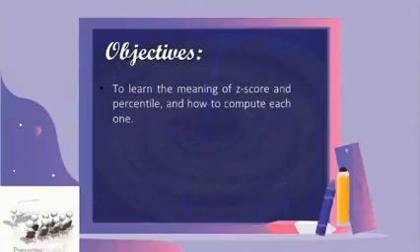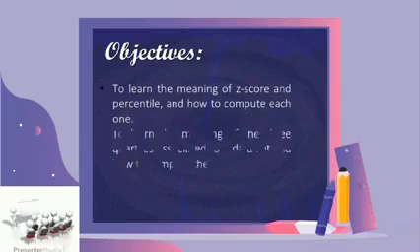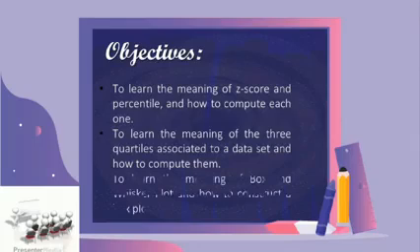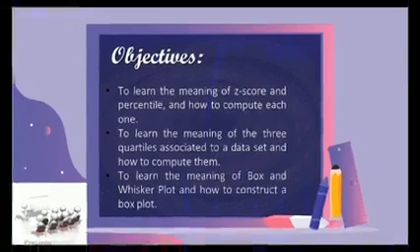Objectives: to learn the meaning of Z-score and percentile and how to compute each one. To learn the meaning of the 3 quartiles associated to a data set and how to compute them. To learn the meaning of box and whisker plot and how to construct a box plot.